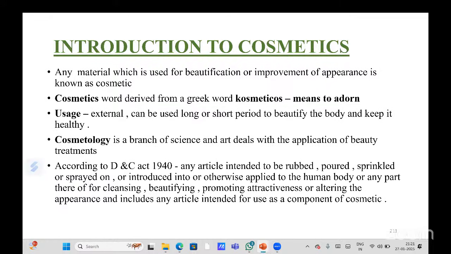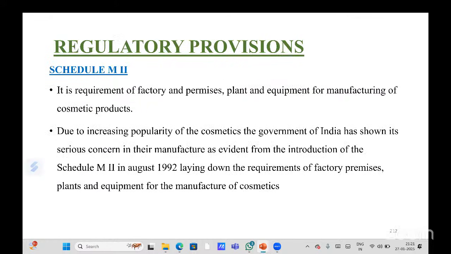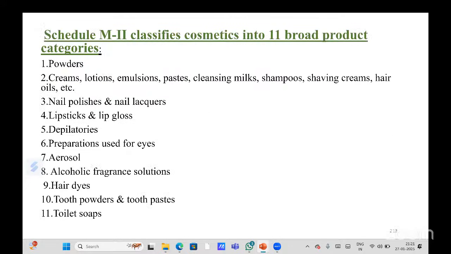Okay, so these are some regulatory provisions. Schedule M2 classifies cosmetics into 11 broad product categories which are said to be cosmetics. First is powders. Second is creams, lotions, emulsions, cleansing milk, shampoos. Third is nail polishes and nail lacquers, and lipsticks, lip gloss. So these 11 will be grouped under cosmetics.